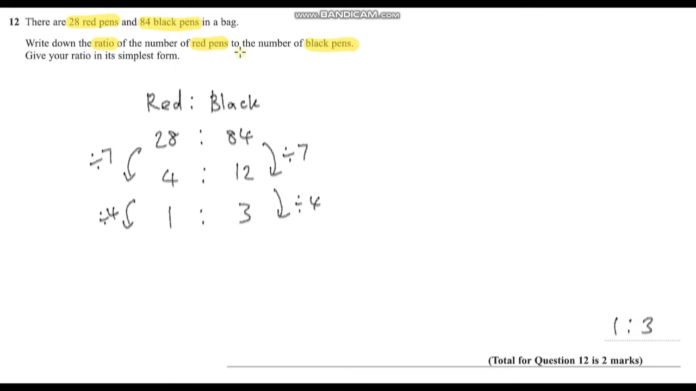A couple of things. Make sure you get them the right way round. So when you're doing ratios, read the question. It says red pens to black pens. So if you did write 3 to 1, that would be black pens to red pens, and you would lose a mark for that. So make sure the order is correct, and also make sure your ratio is in its simplest form. A lot of people might have just stopped here. So that is the correct ratio, but it's not in its simplest form. Okay, so this is the answer.